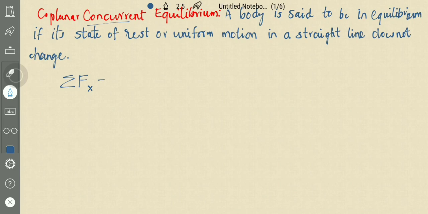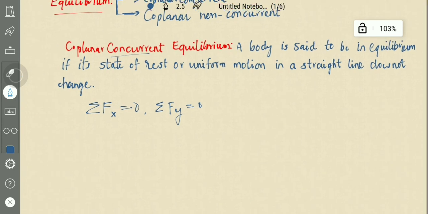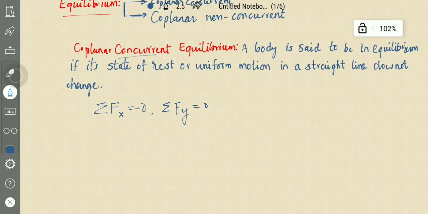sigma Fx is equal to 0 and sigma Fy is equal to 0, which means a body is said to be in coplanar concurrent equilibrium if its state of rest or uniform motion in a straight line does not change.